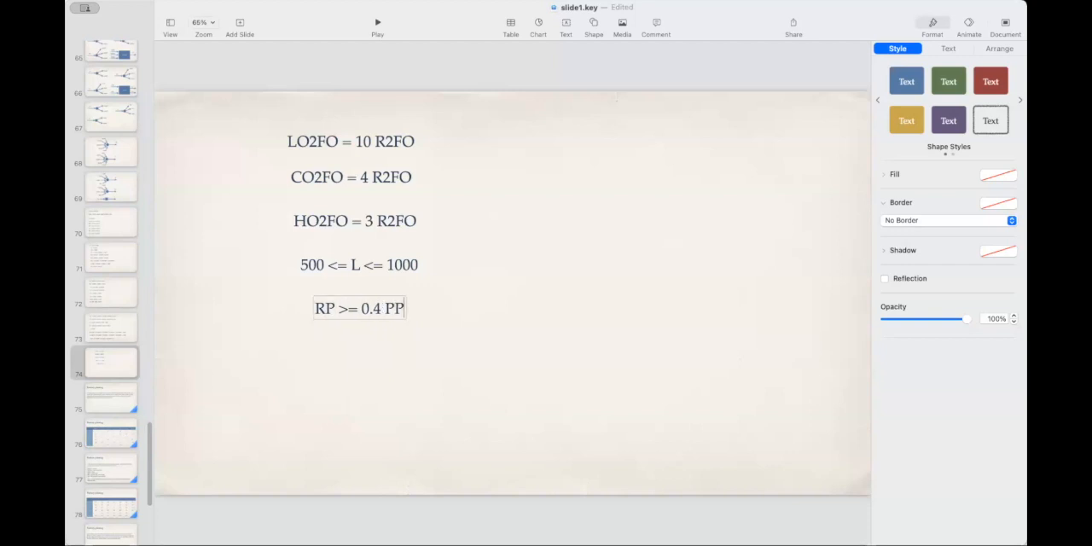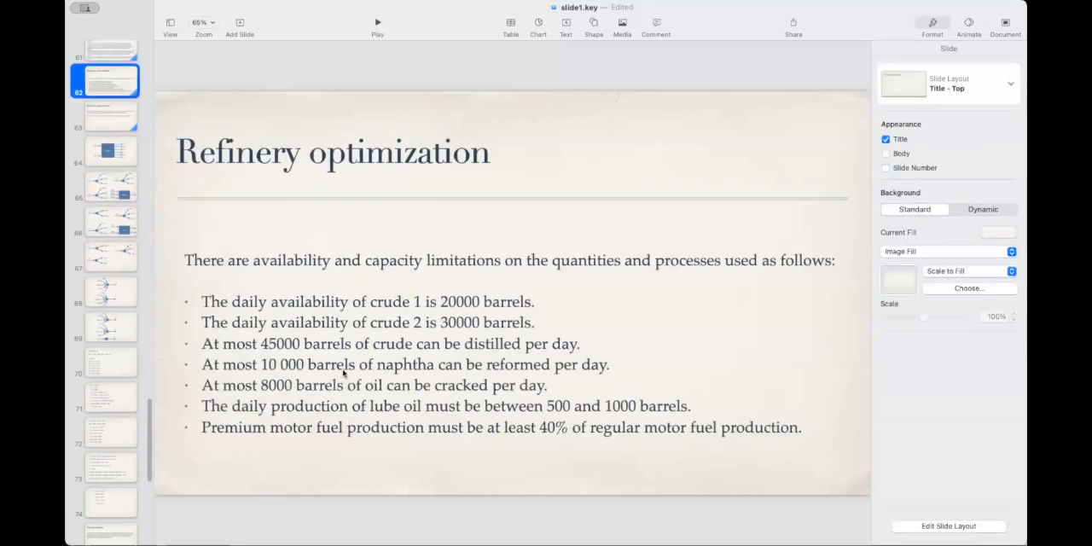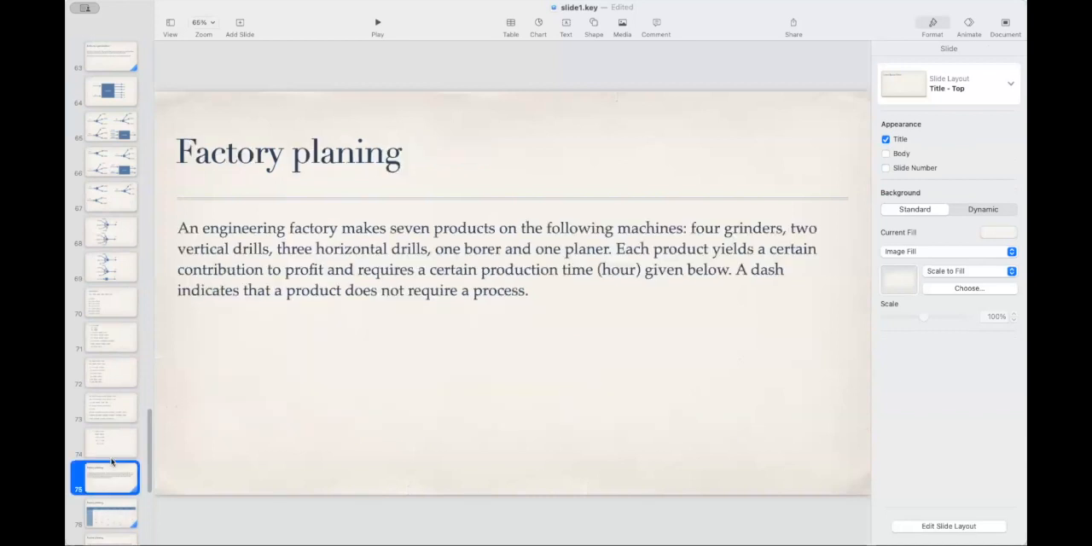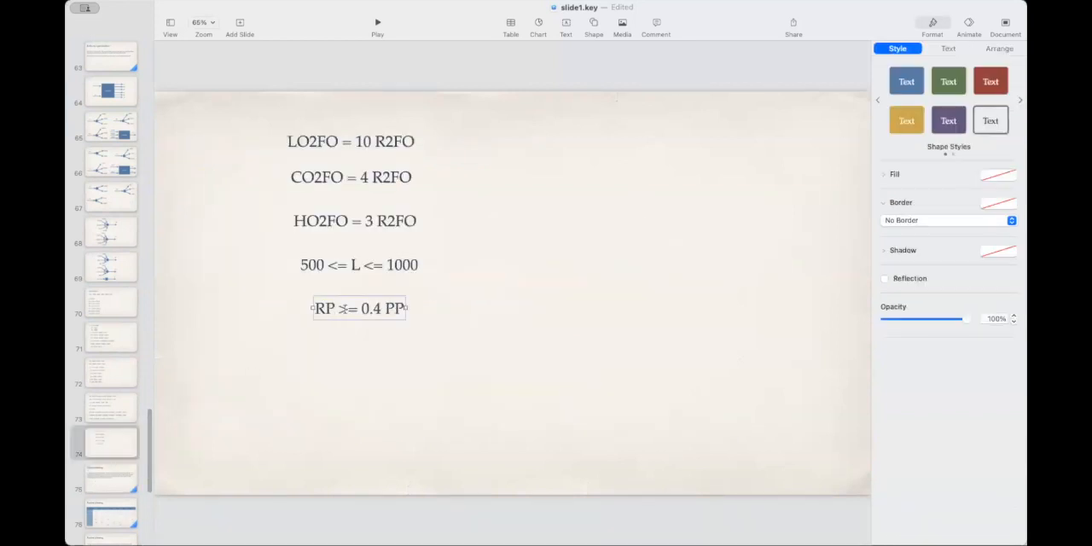Well, read again. The PP to RP or RP to PP? Check again. Premium model production must be at least 40. So, yeah, the opposite way. PP must be, yeah.